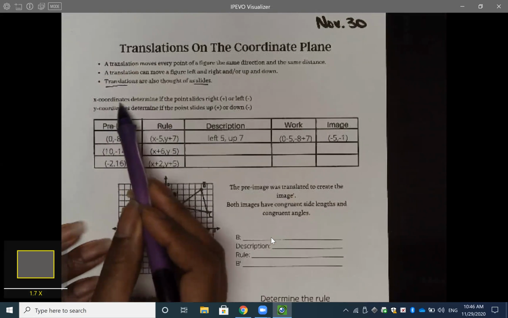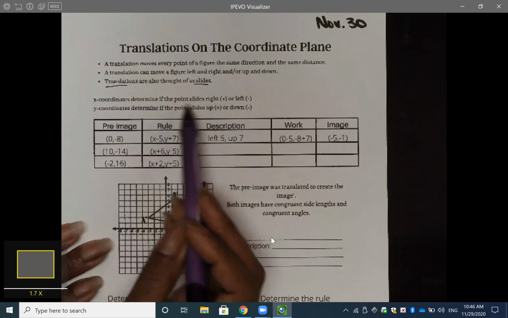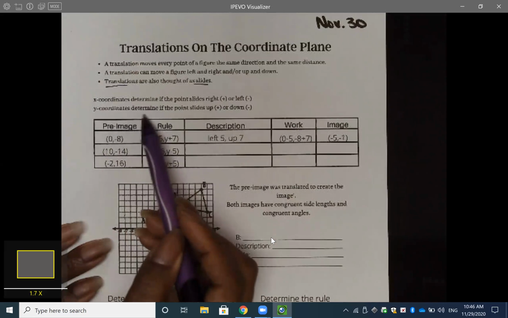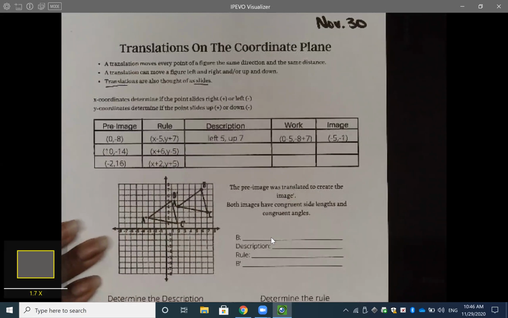So your x coordinate determines if the point slides right or left. If it's positive, it goes right. If it's negative, it goes left. And your y coordinate determines if the point slides up or down. If it's positive, it goes up. If it's negative, it goes down.